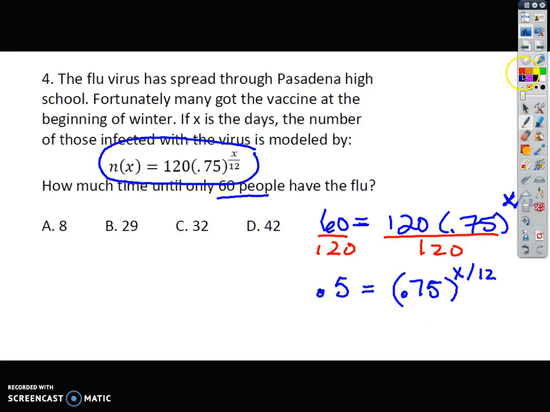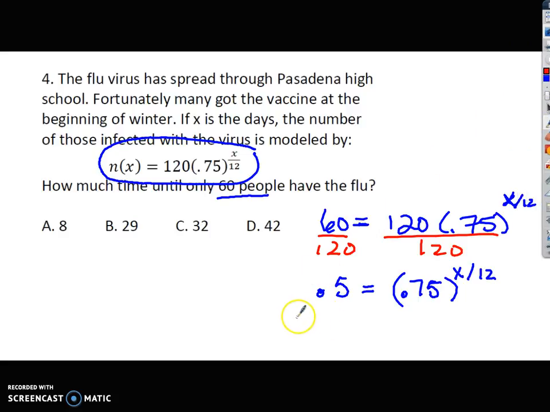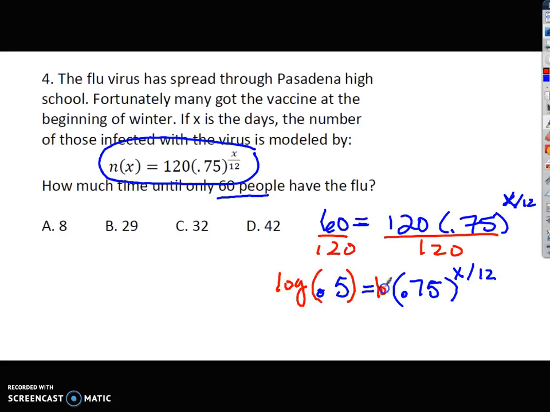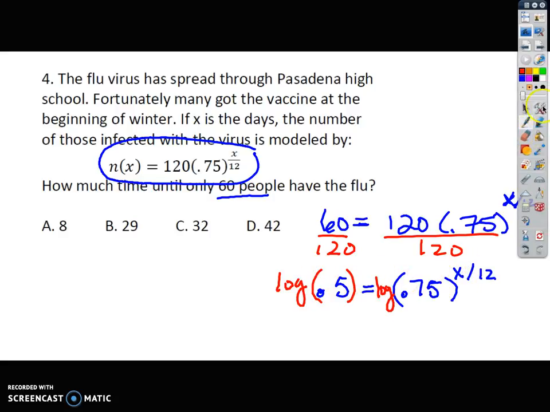So we have a new tool, which is logs. We can use regular log or natural log. Since we're more familiar with logs, let's just use regular logs. So what we're going to do is take the log of both sides. This is going to be log of 0.5. So let me rewrite that. I'm going to take the log of the left side and then the log of the right side. So log of 0.5, we're going to find it in the calculator right now.